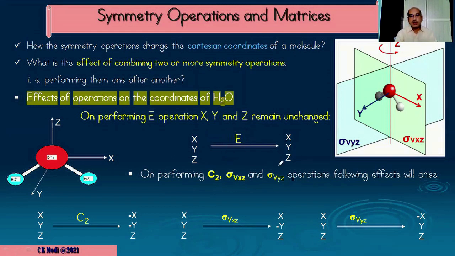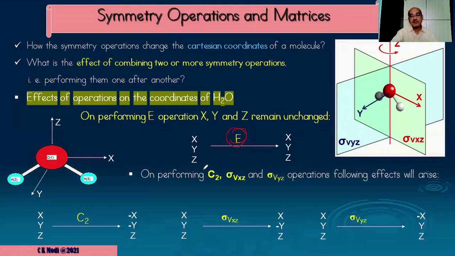So what is the condition of E? The E operation means no change is made in the molecule. The molecule will remain as it is. Therefore, after performing E operations on the water molecule, the position of x becomes x, z becomes z, and y becomes y. So the Cartesian coordinates x, y, z remain as they are. Therefore, the value becomes x, y, and z.